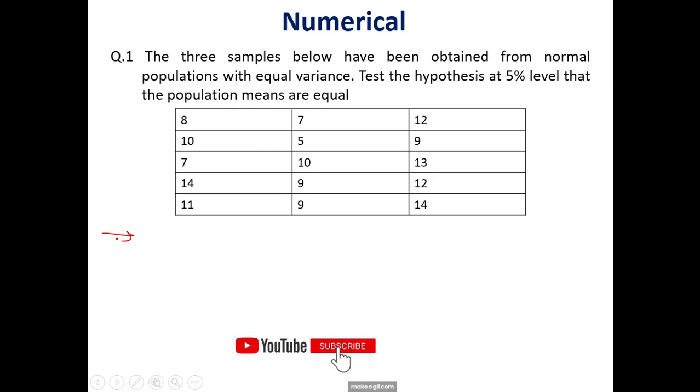So in the question, what is given? The 3 samples below have been obtained from the normal population with equal variance. Test the hypothesis at 5% level of significance that the population means are equal.